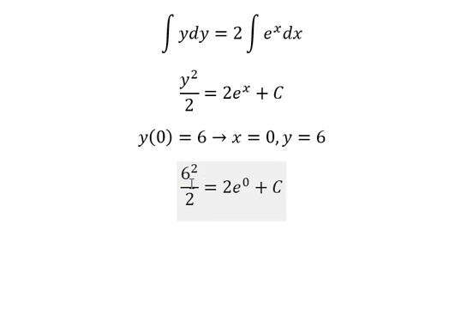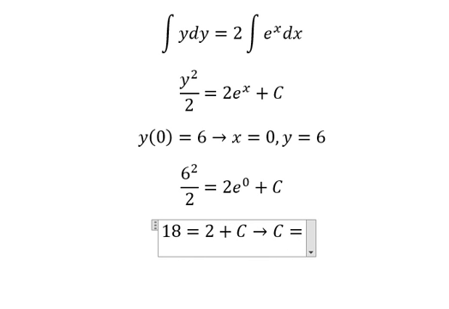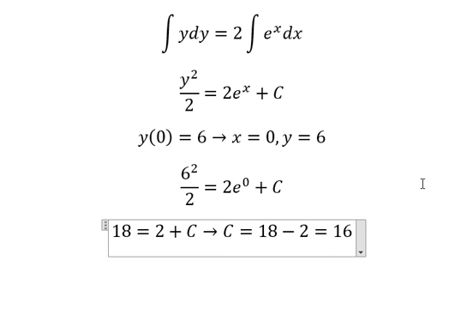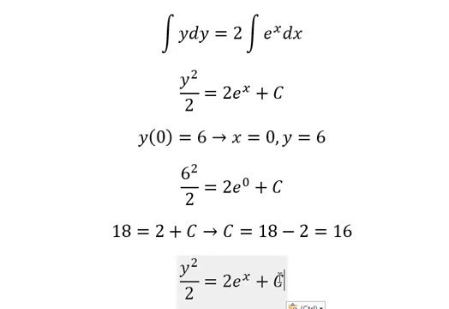So 6 squared is 36. 36 divided by 2, we have 18. This one we have 1, so we have 2. And c equals 18 minus 2, and you get 16. So we put 16 in here.